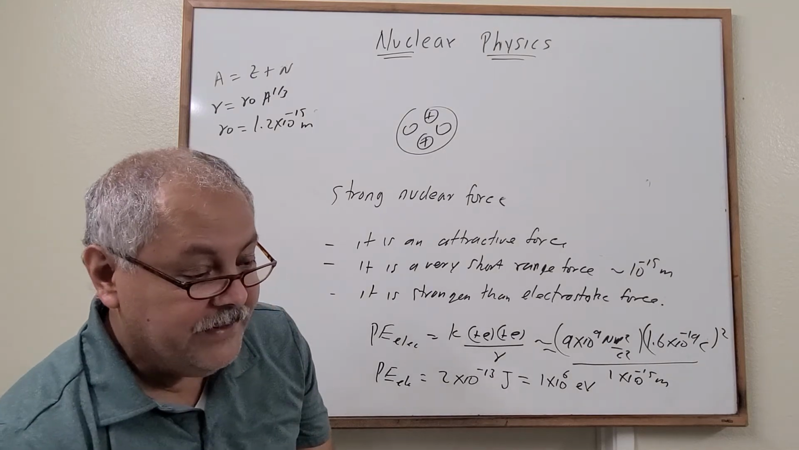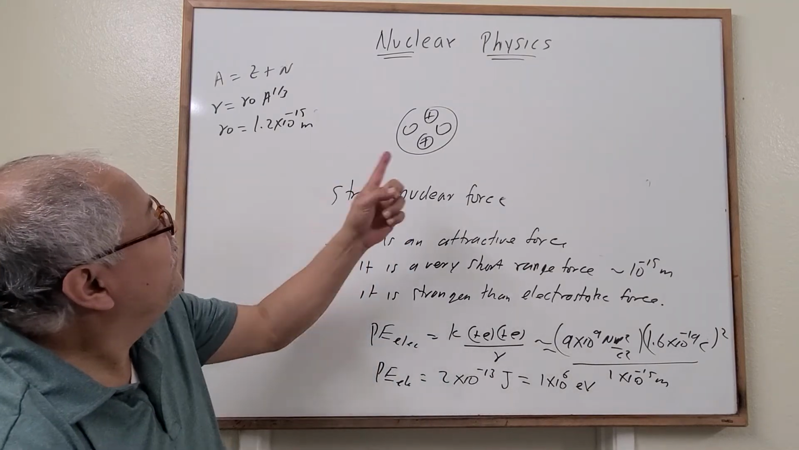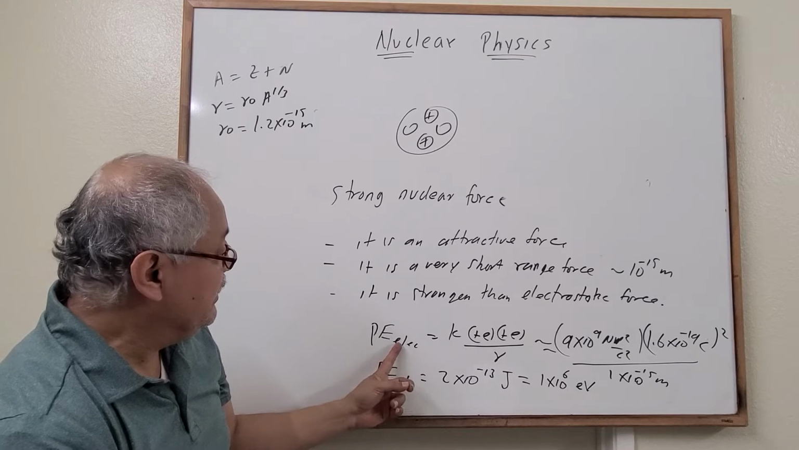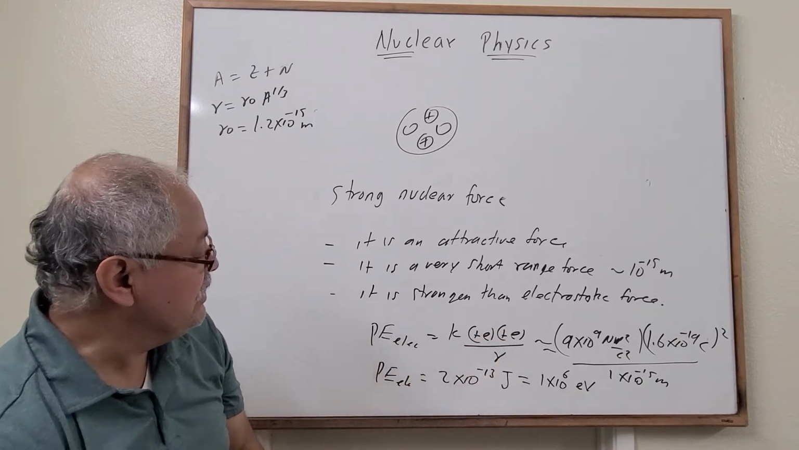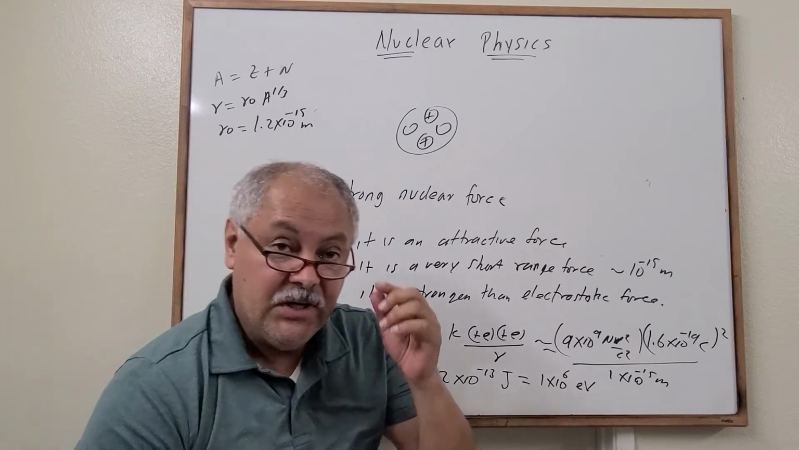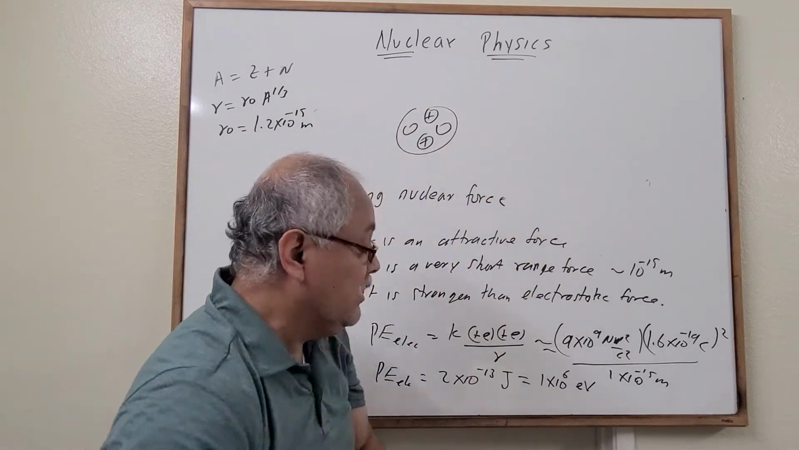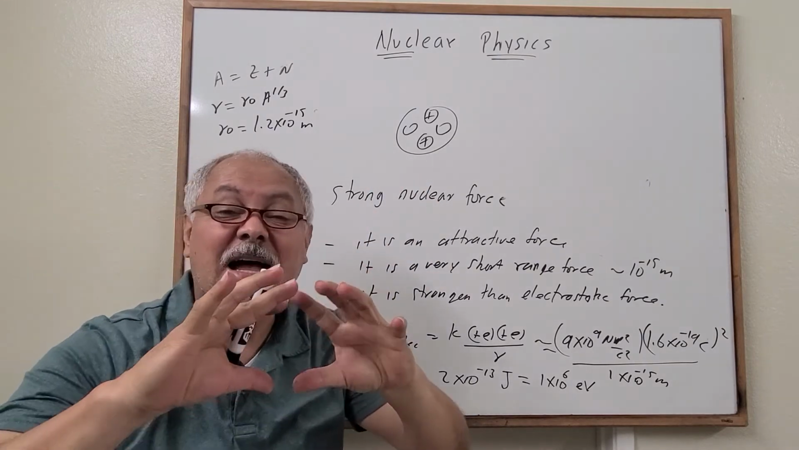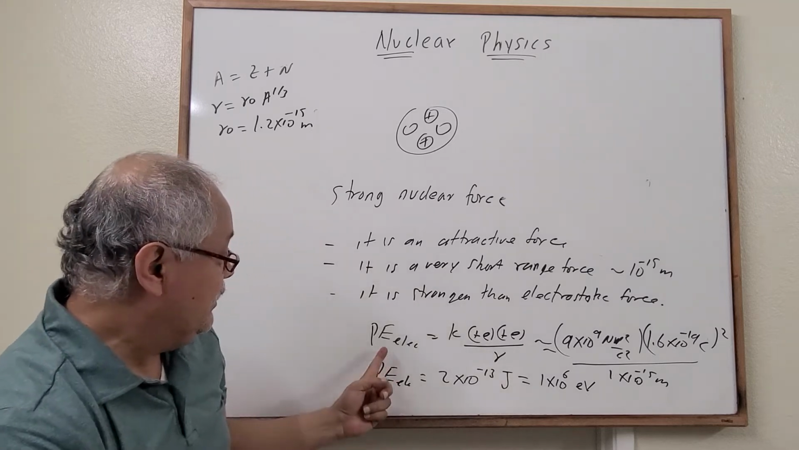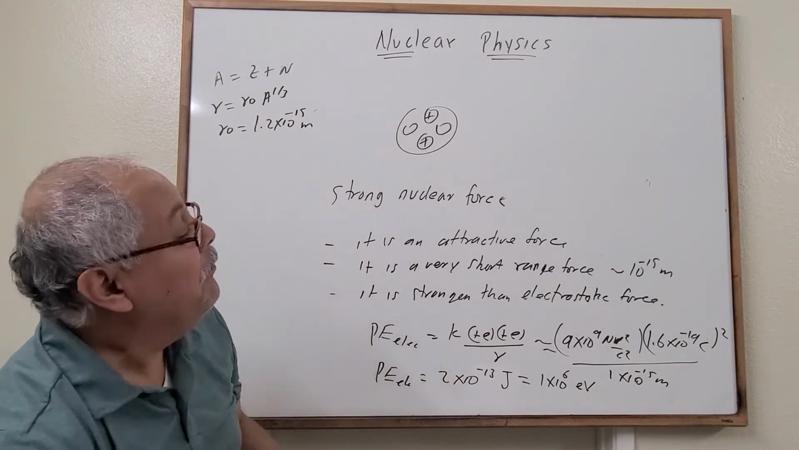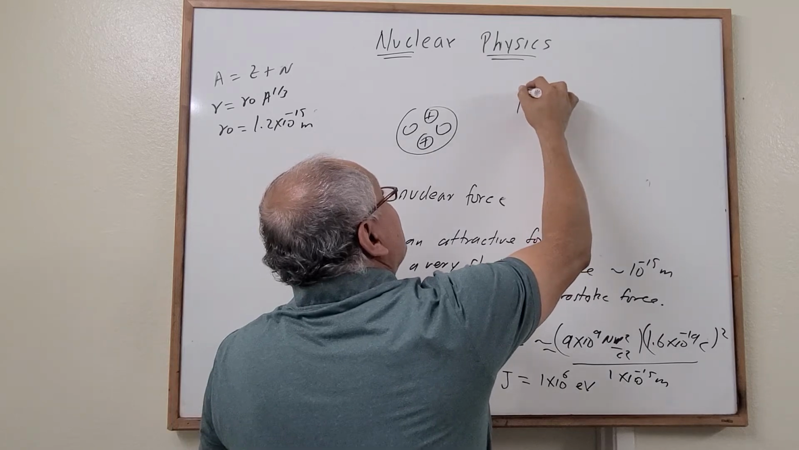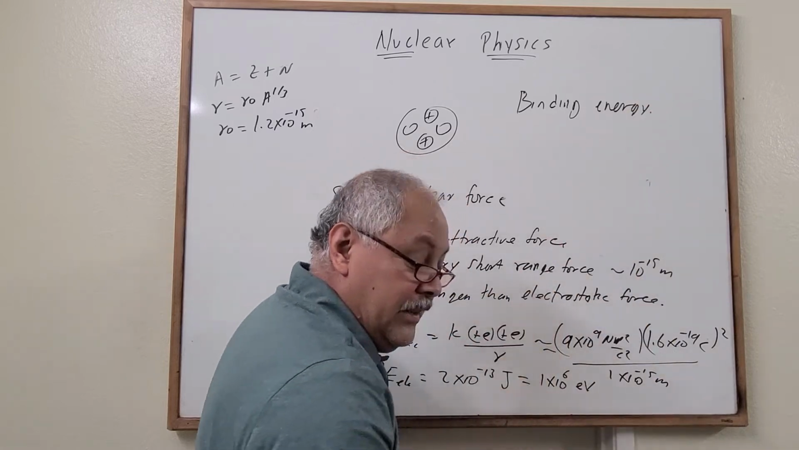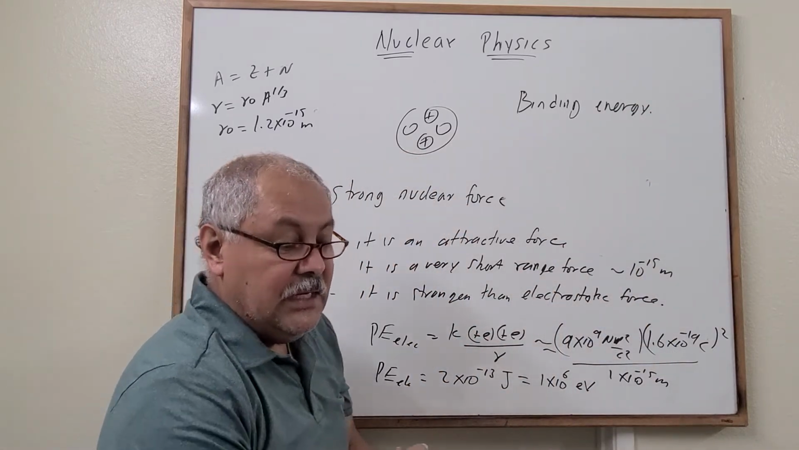Perfect. Now instead of using forces, we can also use energy, like in this case, the potential energy when we have two charges. Let's use the same approach for studying the nucleus. Instead of the forces, we call this the binding energy, which is similar to this energy right here. Binding energy. Let's define this binding energy.